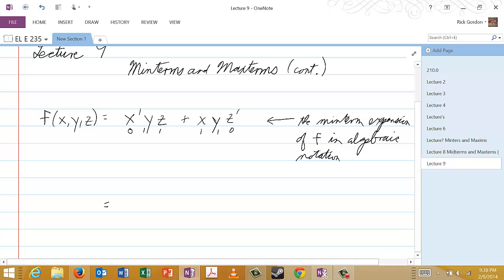This is the minterm expansion of f in algebraic notation, and now if we wanted the minterm expansion of f in decimal notation, the way that we get that is we identify when each minterm is equal to 1, and now we interpret these as binary numbers. So the binary number 0, 1, 1, when written in decimal, would be 3, and the binary number 1, 1, 0, when written in decimal, would be 6. And so in decimal notation, we would have this. And this is the minterm expansion of f in decimal notation.